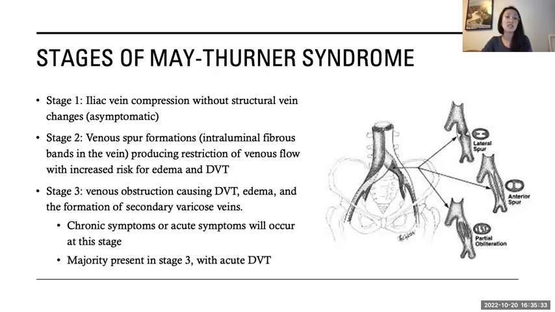And then truly having venous obstruction with DVT, edema, formation of secondary varicose veins in stage 3, where you will develop more chronic symptoms even at rest or acute symptoms of DVT. And as we know, most patients present in stage 3, and in terms of diagnosis, most of the time they present with acute DVT. That doesn't mean that a lot of patients without chronic symptoms don't have it. It's just not the patient population we tend to diagnose.